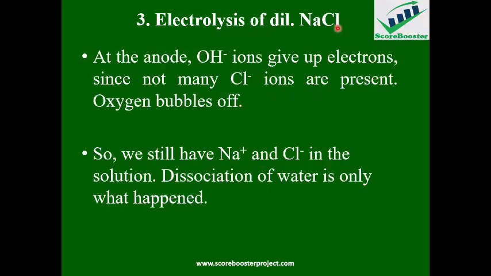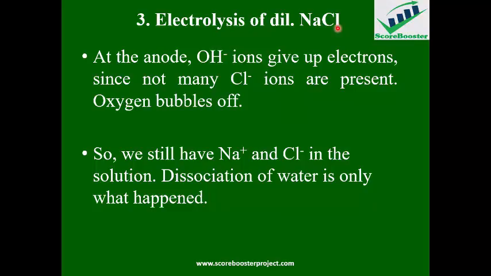So at the anode, since we have the negative ions that are close to each other, and we have hydroxide ions that have higher concentration, then oxygen is discharged. So invariably what we have at the end of the reaction, we have sodium ions and chloride ions. So as before, we still have our sodium chloride back. But what has happened? We have successfully dissociated water. That is just what happened.